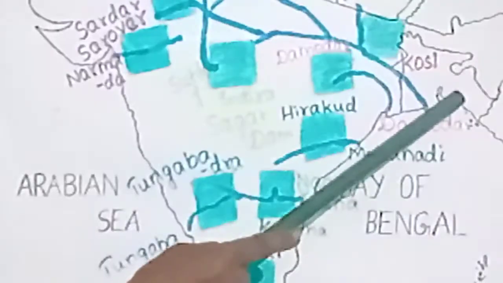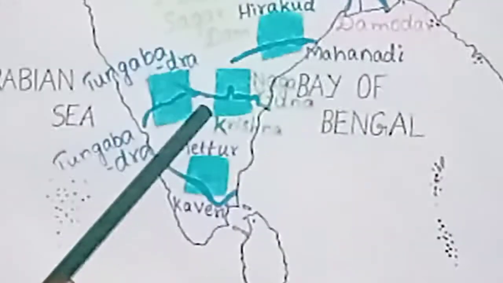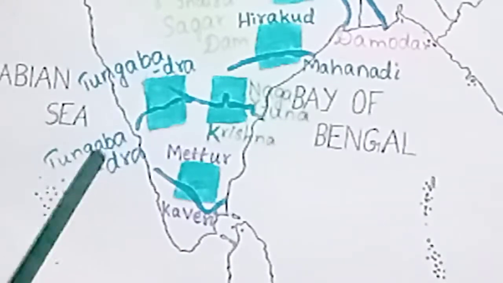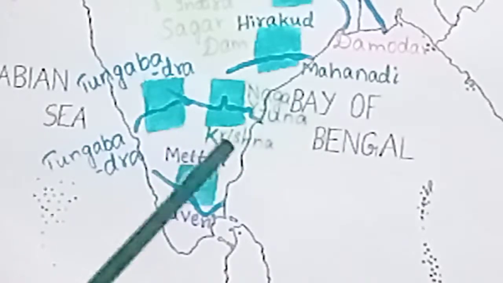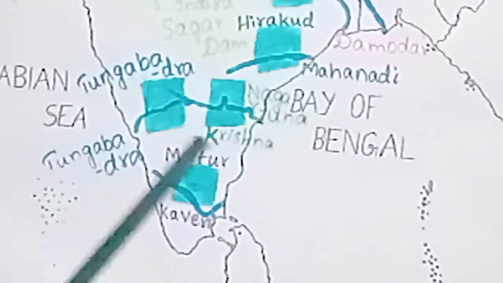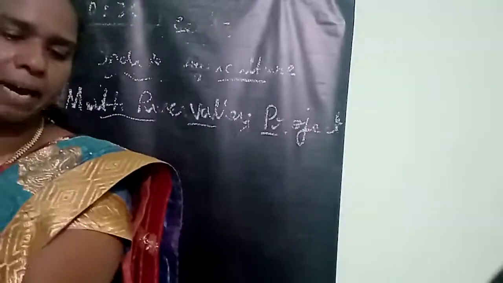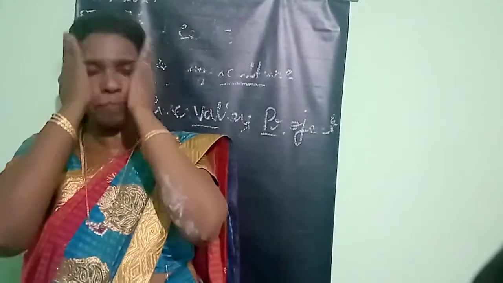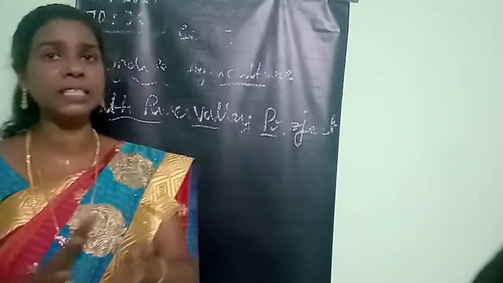Then the next one is Tungabhadra. The Tungabhadra dam is built across the river Tungabhadra. This Tungabhadra river is one of the branches of the Krishna. Okay students, now I hope you understood where all the dams are located in India, and across which rivers these particular dams are built. Okay, you have learned all these things now.